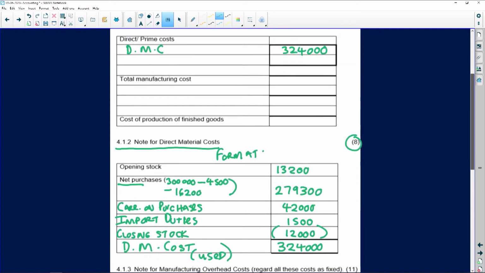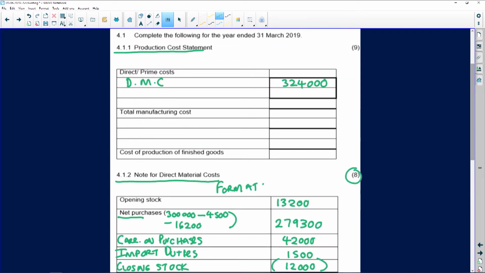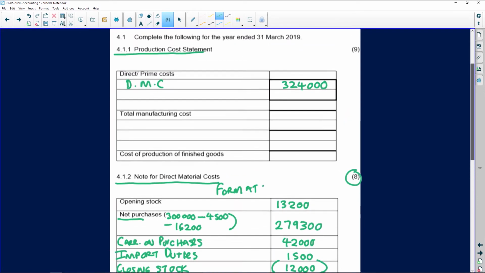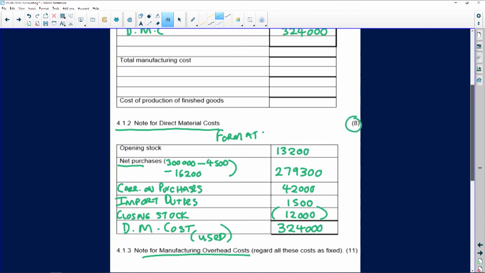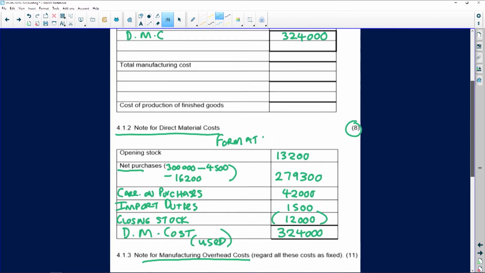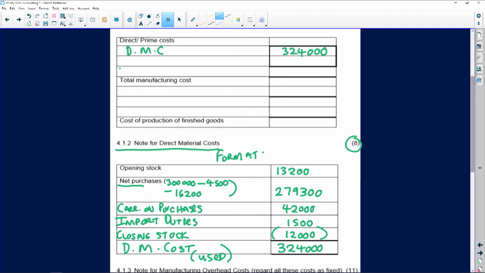I know I'm busy doing the production cost statement, but let's now look at my manufacturing overheads for 11 marks, because that is obviously going to go into my production cost statement. Manufacturing overheads is just another word for factory overheads. So let's use the term that you are comfortable with. Factory overheads.